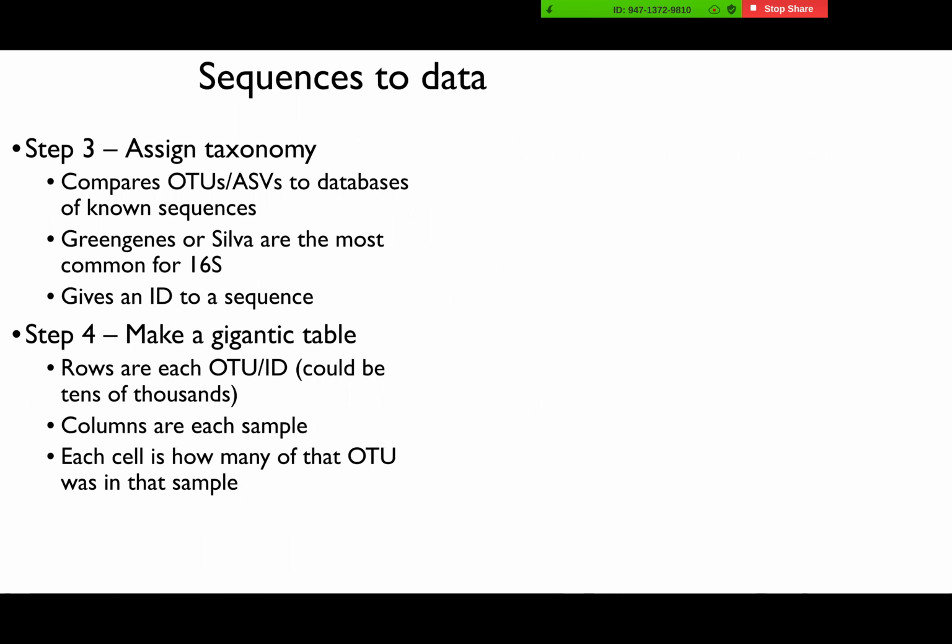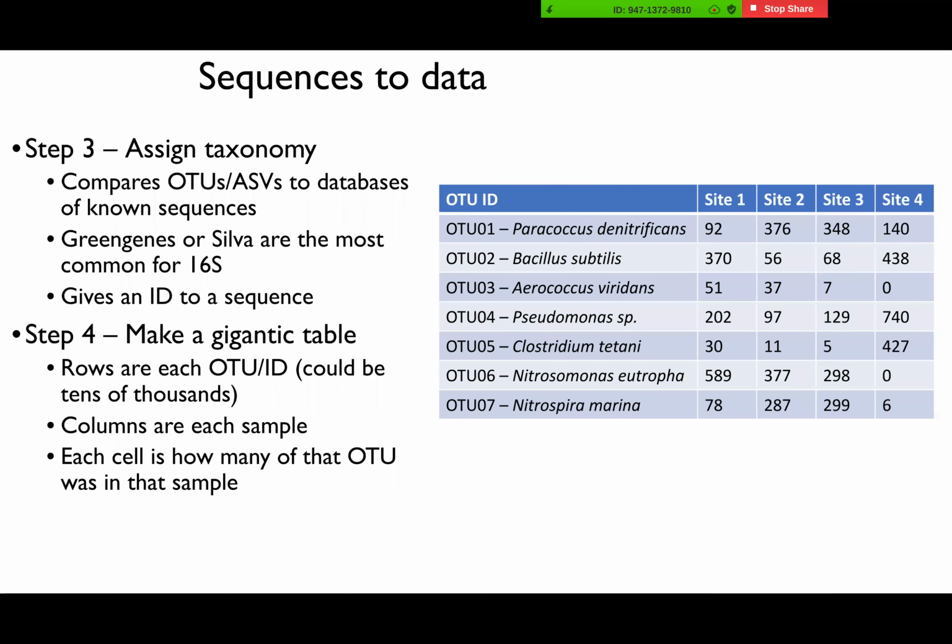So once you get your OTUs, you have to assign taxonomy. So you compare your OTUs to a database of known sequences. So you say, I have sequence A or OTU A. I compared the similarity of its DNA sequence to a database of known microbes. It was of high similarity, in this case, to Paracoccus denitrificans. That's what we do. So we give each OTU a taxonomic identification as close as we physically can.